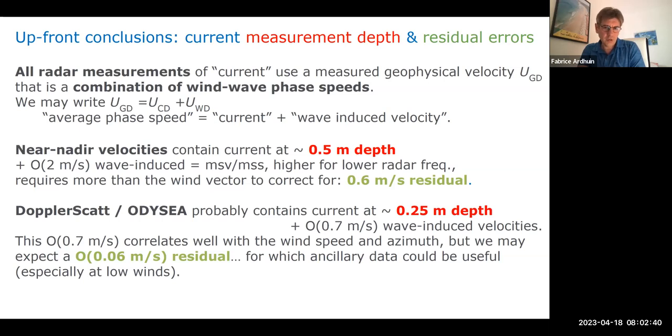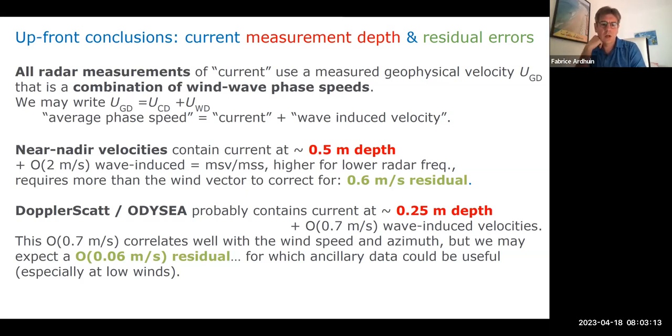For practical applications, you may want to break this velocity into a current part and a wave part, or a wind part, whatever you want to call it. The average phase speed of the ocean is a sum of a current and a wave-induced velocity. The big difficulty in understanding what we're measuring is to understand what this averaging is, and the averaging depends a lot on which system you use, whether you use a different radar frequency or a different angle of observation. It turns out that the incidence angle is going to be a very important thing.